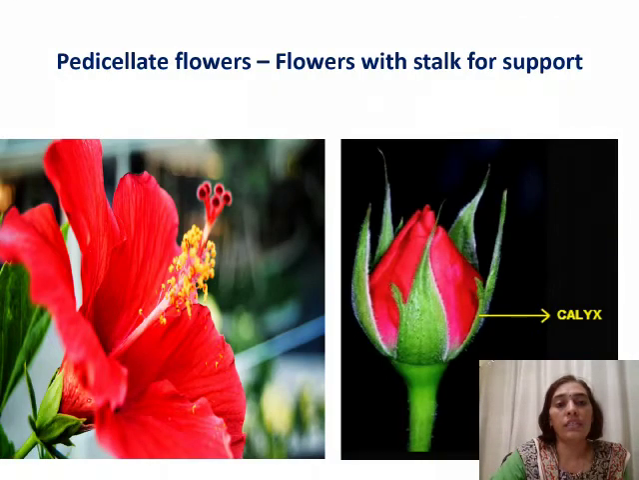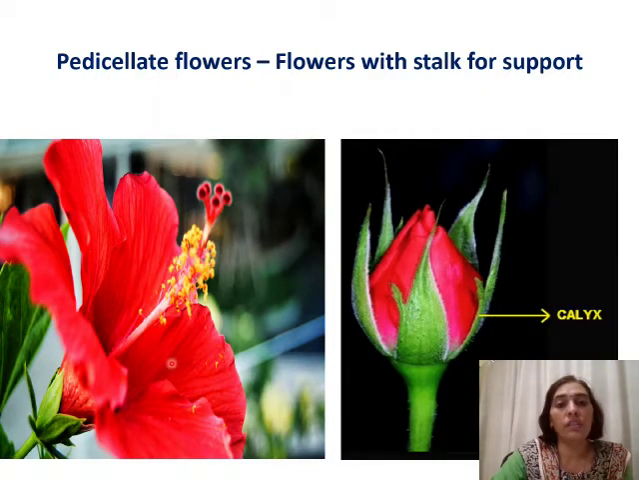We find that there are some flowers which have stalk. They are with stalk. Like here you have the rose and you have a stalk to it. This is hibiscus. It also shows presence of a stalk to it. So such flowers that are with stalk for their support are called as pedicellate flowers.